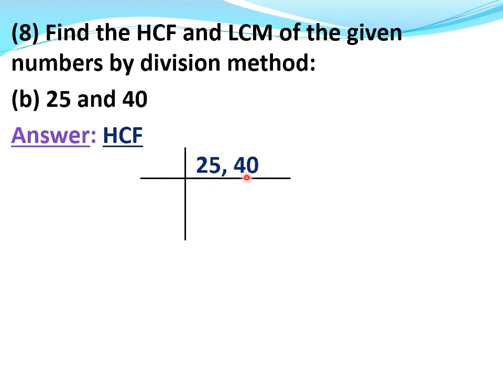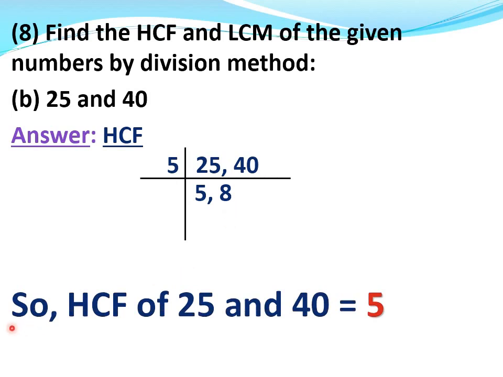Now factorize 25 and 40. Divide 25 and 40 by common prime factor. See, 25 and 40, both numbers are divisible by 5. Write here 5. See, 5 multiply 5 equal 25, 5 multiply 8 equal 40. Now factorize 5 and 8. 5 and 8 are not divisible by any common prime factor, so we will not factorize further. So HCF of 25 and 40 equal 5.